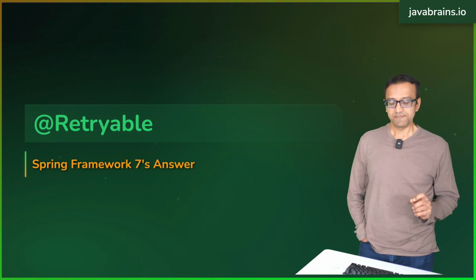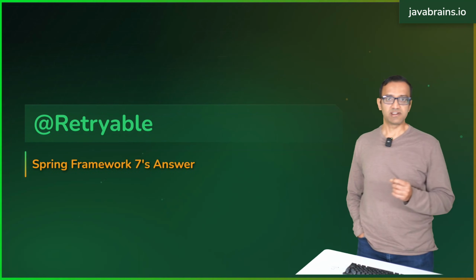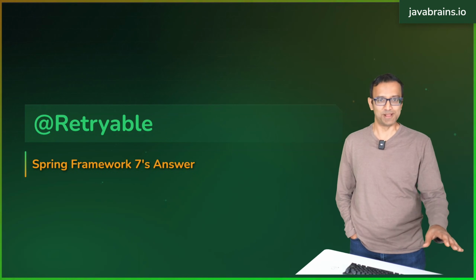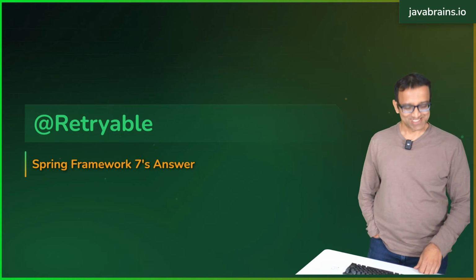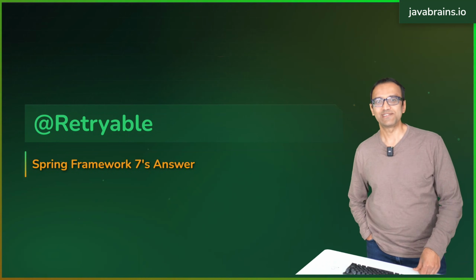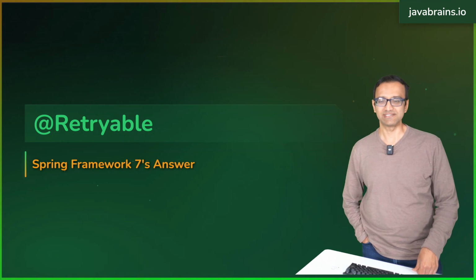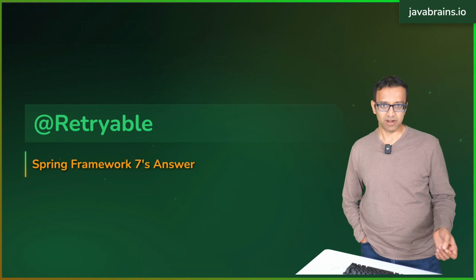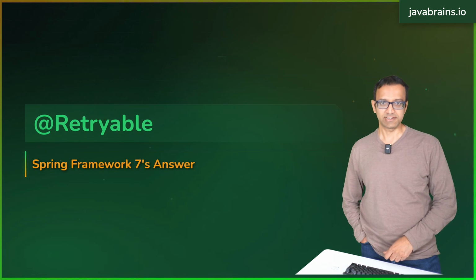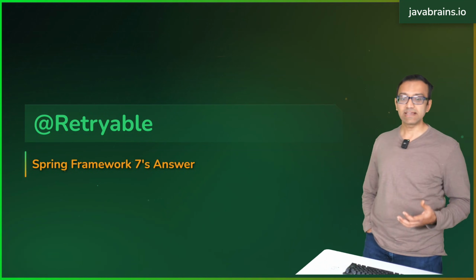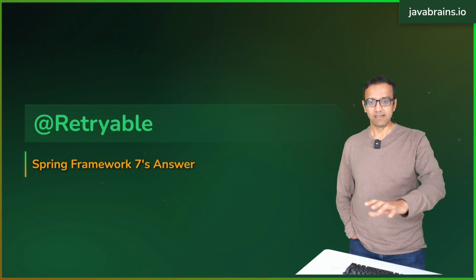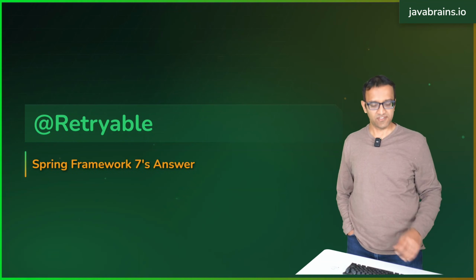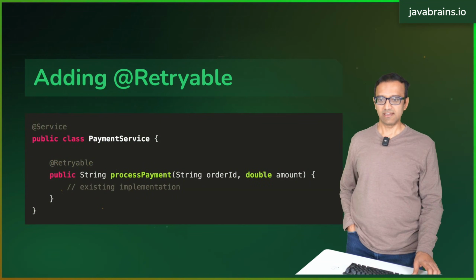That is provided in Spring Framework 7. There is an annotation, because guess how Spring solves any problem? They create an annotation. So there is an annotation called @Retryable. This is Spring Framework 7's answer to this. Spring Framework 7 includes built-in retry support through this @Retryable annotation. What do you need to do to make something retryable? You have a method and you want the consumers of that method to retry if it fails, well, you stick a @Retryable on top of it.